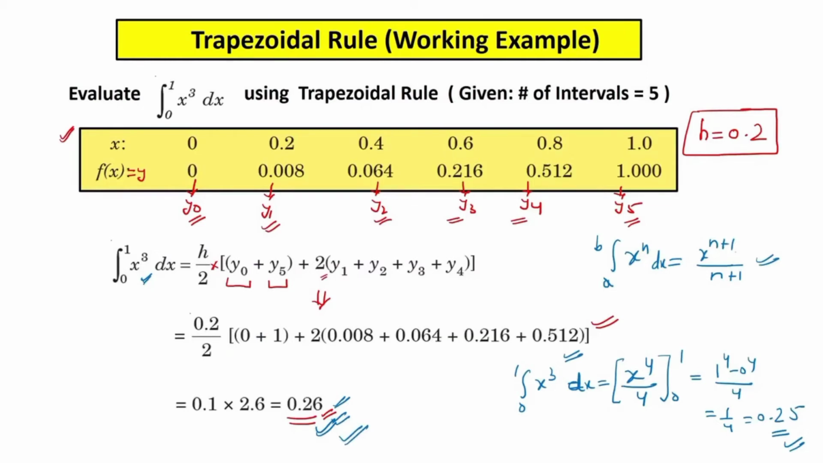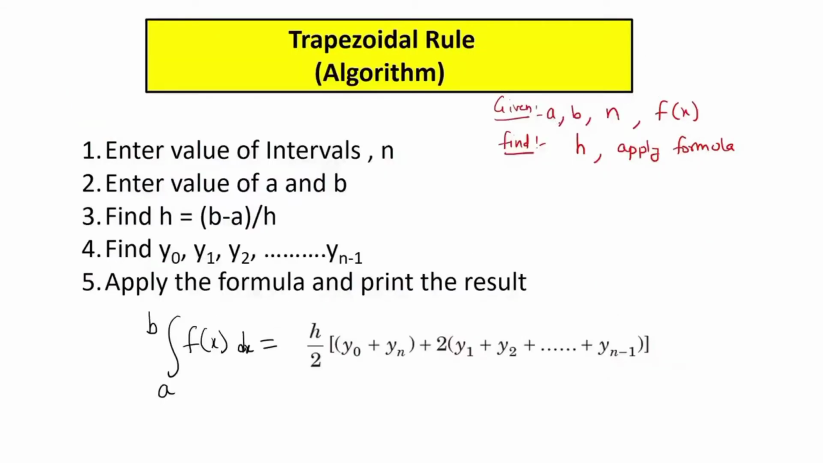So now it's time to understand how we can implement this in a C program. So let's understand the algorithm, the pseudocode and the implementation using a C program. As we have seen just now, we will be given some values, the value of a, b, and then n, and then the function. Then we have to find the value of h, and after that we have to apply the formula by finding the values of y0, y1, to the last, yn.